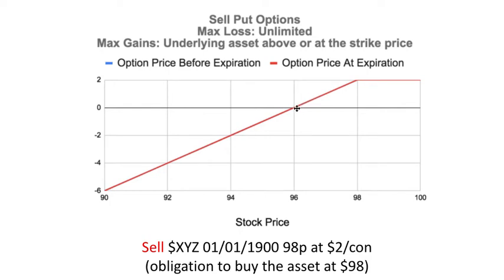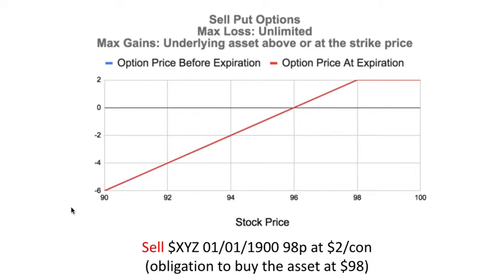When the price quickly drops, it's pretty much the reverse of the sell call option. When the price quickly drops, your sell put is going to lose money with unlimited loss, right? Because your break-even is at $96, since you receive $2 per contract with a strike price of 98. 98 minus 2 is 96. That will be your break-even point. If the stock price goes below that, you're going to have unlimited loss, right?